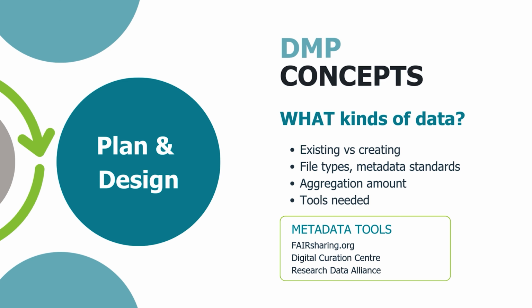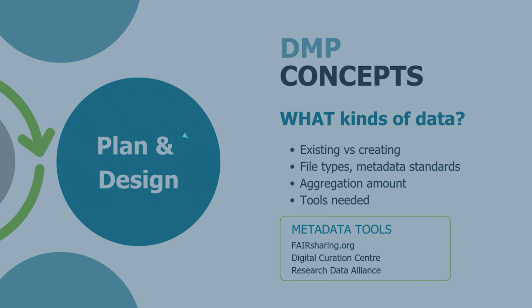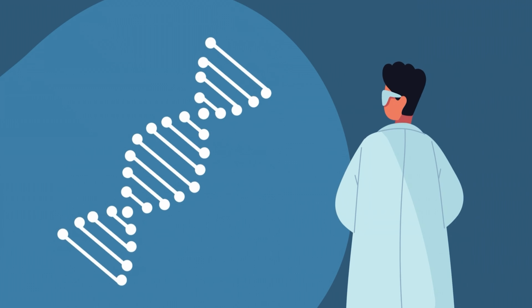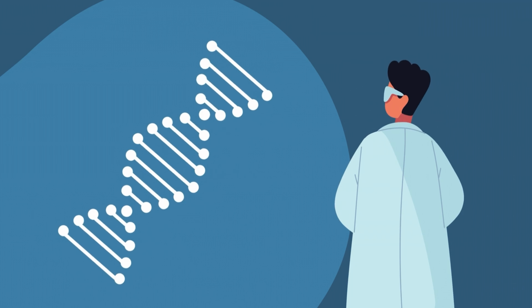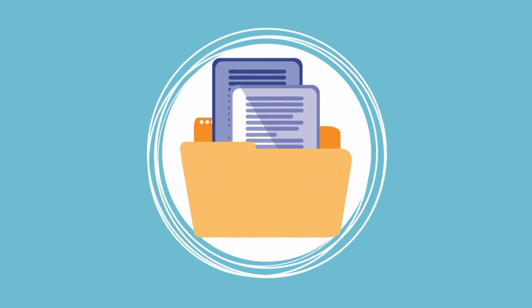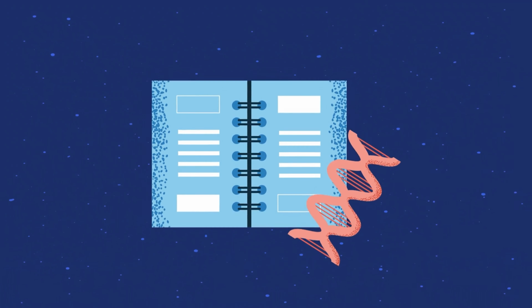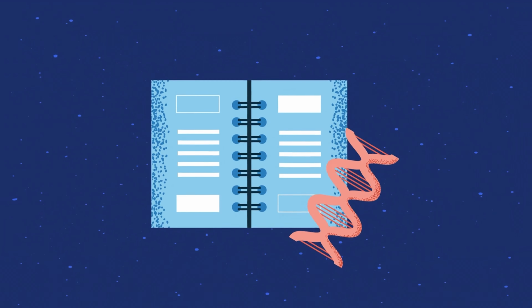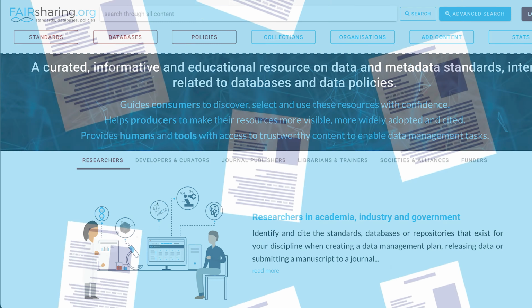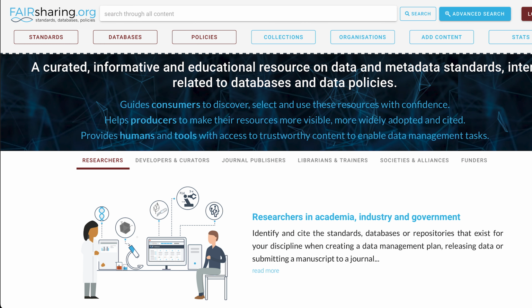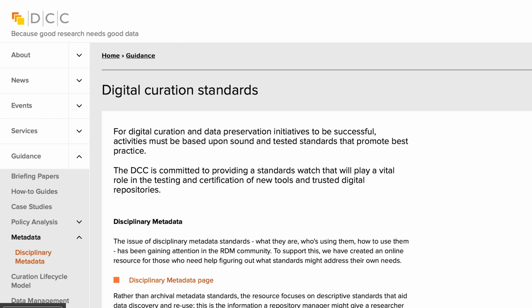What kinds of data will be collected? Are you creating or accessing existing datasets? Think through your file types, aggregation amount, and necessary tools to interpret or manipulate the data. For better sharing and preservation purposes, can you save the data using open source instead of proprietary software? Finally, describe any data standards within your field and which metadata you will use to ensure longevity and readability for the future. For help with metadata standards and policies, visit fairsharing.org or the Digital Curation Center for more information.